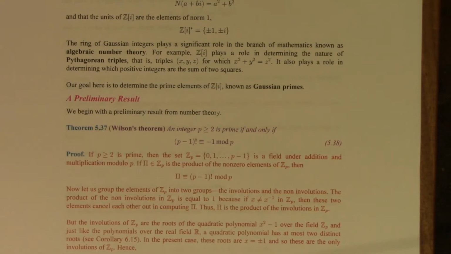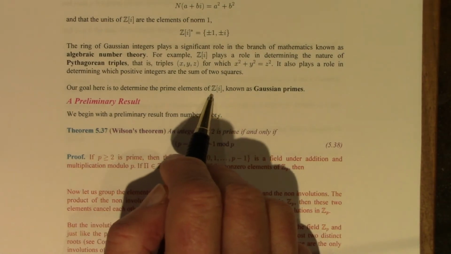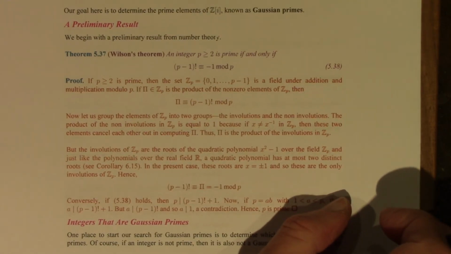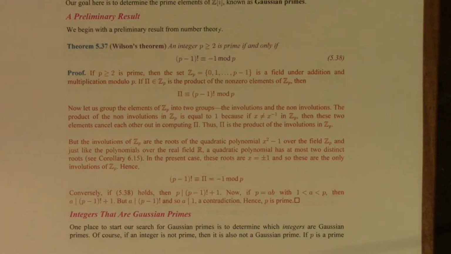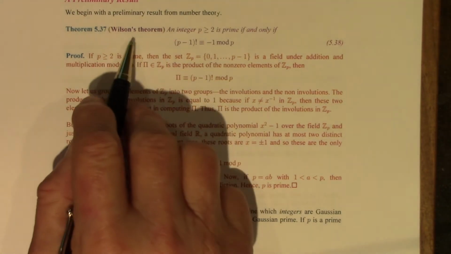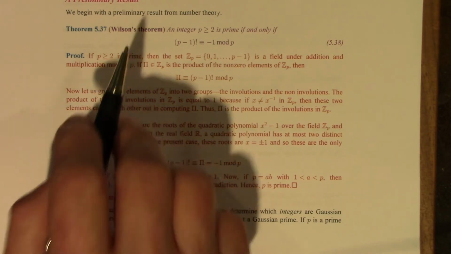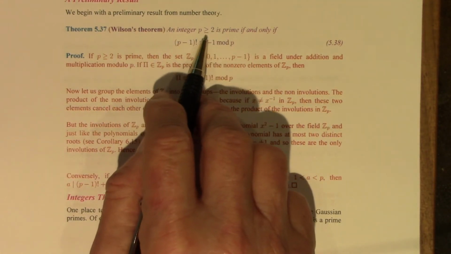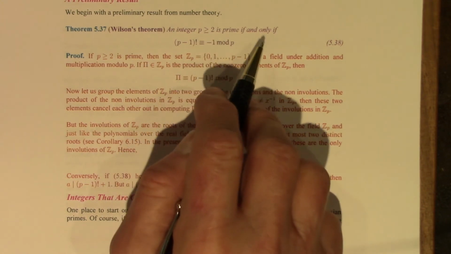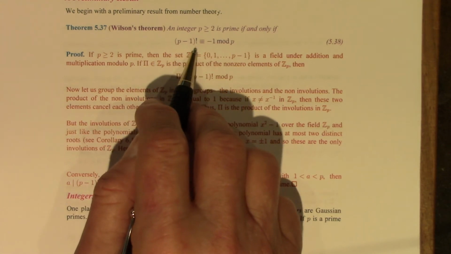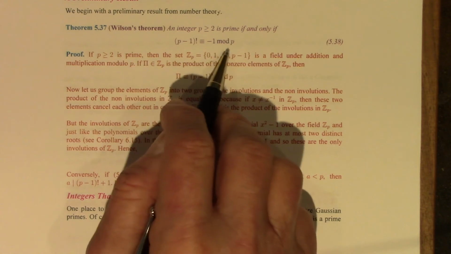Our goal here is to determine the prime elements of this ring, and they are known as Gaussian primes. But we need to start with a preliminary result from number theory, and it is called Wilson's theorem. We talked about it in the group theory lectures, actually. An integer p greater than or equal to 2 is prime if and only if p minus 1 factorial is congruent to negative 1 mod p.